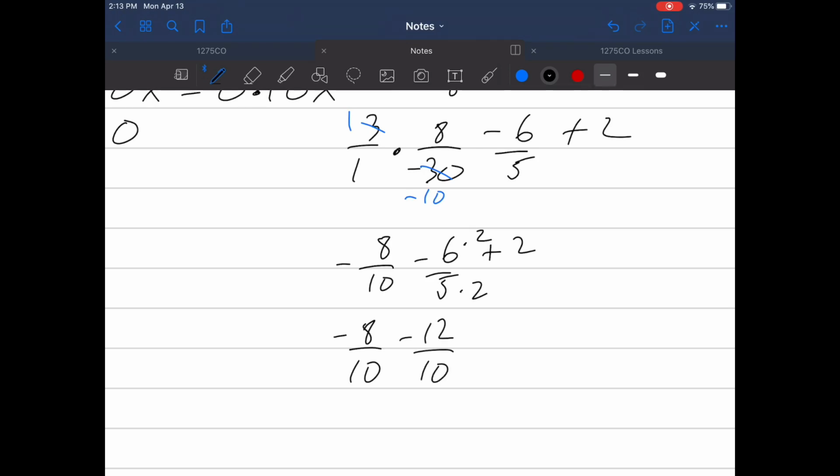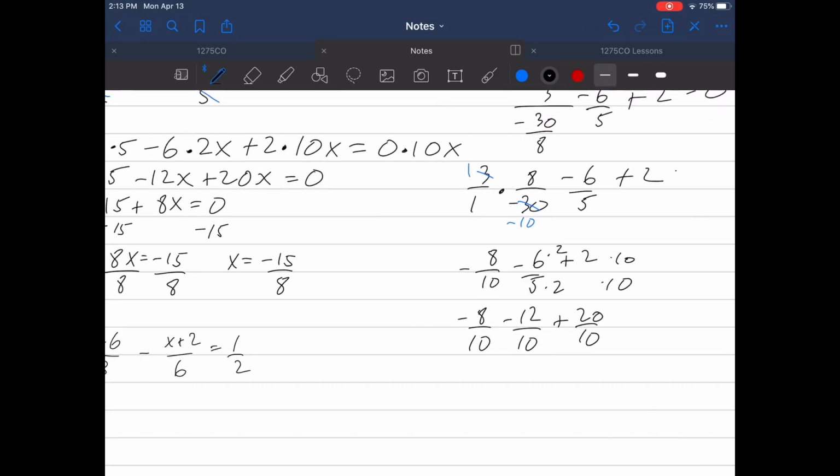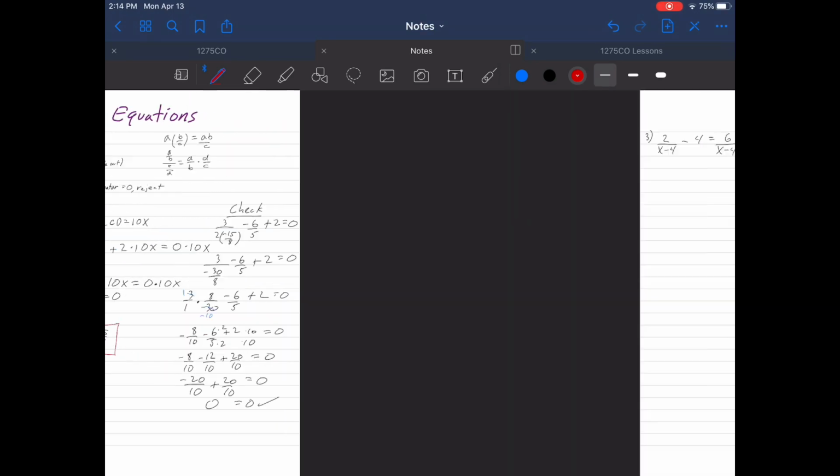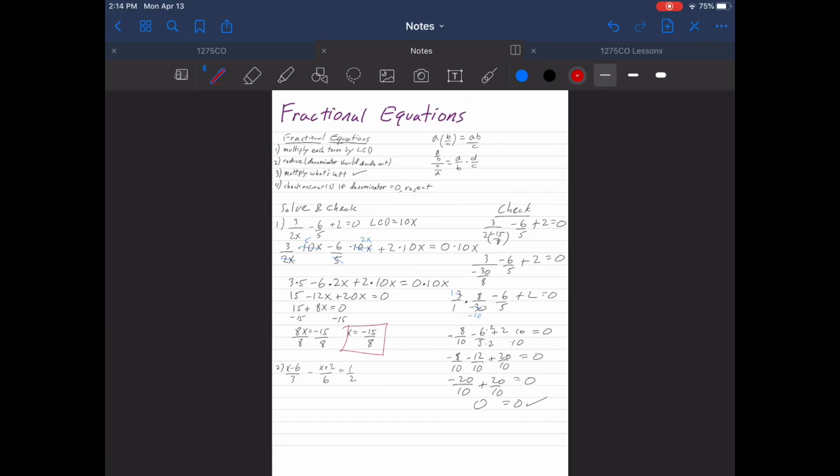So negative 8 over 10 minus 12 over 10 plus 20 over 10, we need a common denominator. And that common denominator is going to be 10. So negative 8 minus 12 is equal to negative 20 over 10 plus 20 over 10. And this adds up to 0, which means that the left side and the right side match up. And this answer is good.